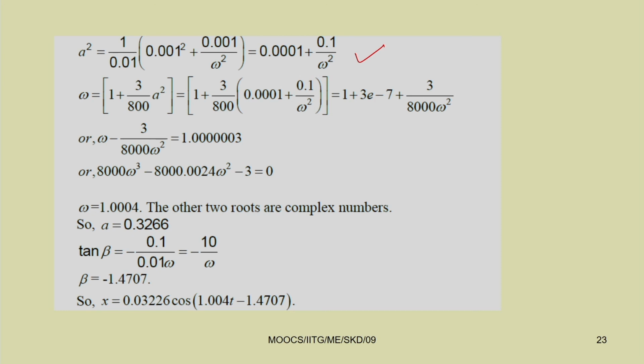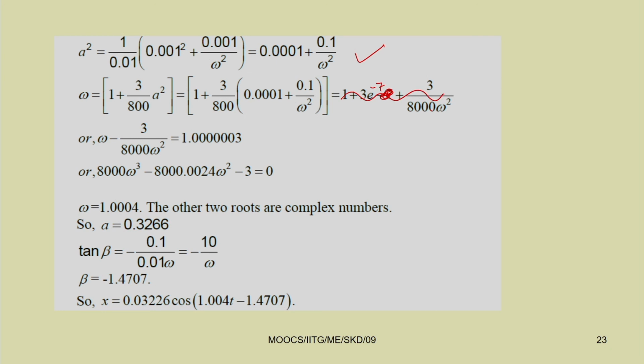Now, substituting that thing in this equation, you can get omega equal to 1 plus 3 by 800 a square. So, this is equal to 1 plus 3 by 800 into 0.0001 plus 0.1 by omega square. So, this way, this is equal to 1 plus, you can expand this thing. So, e to the power minus 7. So, 1 plus e to the power plus 3 by this one, no problem. So, you can avoid this part also.